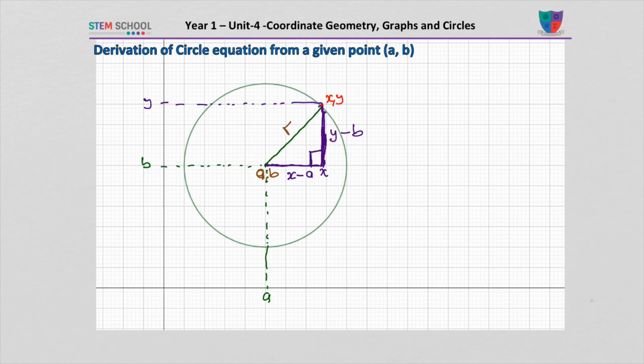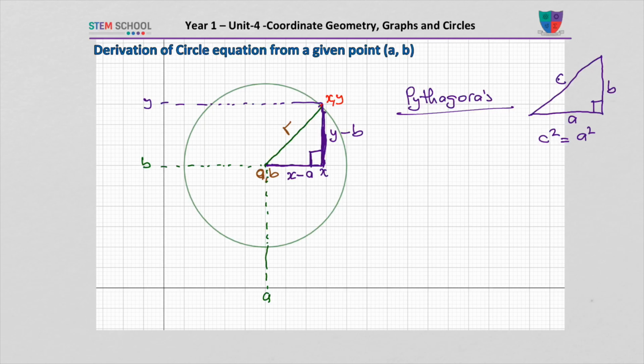Now I can apply Pythagoras theorem. If I have a right angle triangle, and this side is A and this side is B, and that's C, therefore C squared equals A squared plus B squared. I can apply that here with my triangle in a circle.